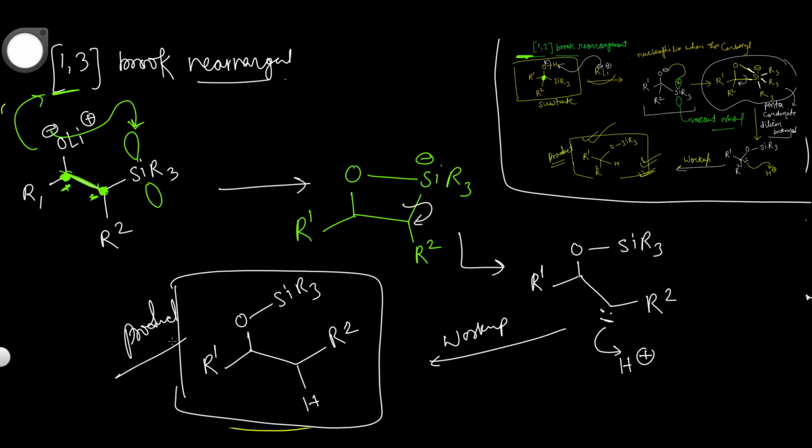Okay, so till now we have discussed 1,2 Brook rearrangement and 1,3 Brook rearrangement. Now we move toward the 1,4 Brook rearrangement. Okay, 1,4. Okay, so let me erase all this. I hope you have understood the very clear difference between the 1,2 and 1,3. Just the difference is the number of carbons between the OLi and SiR3. That's all. Okay, so now let's start 1,4 Brook rearrangement. Let me erase all this.